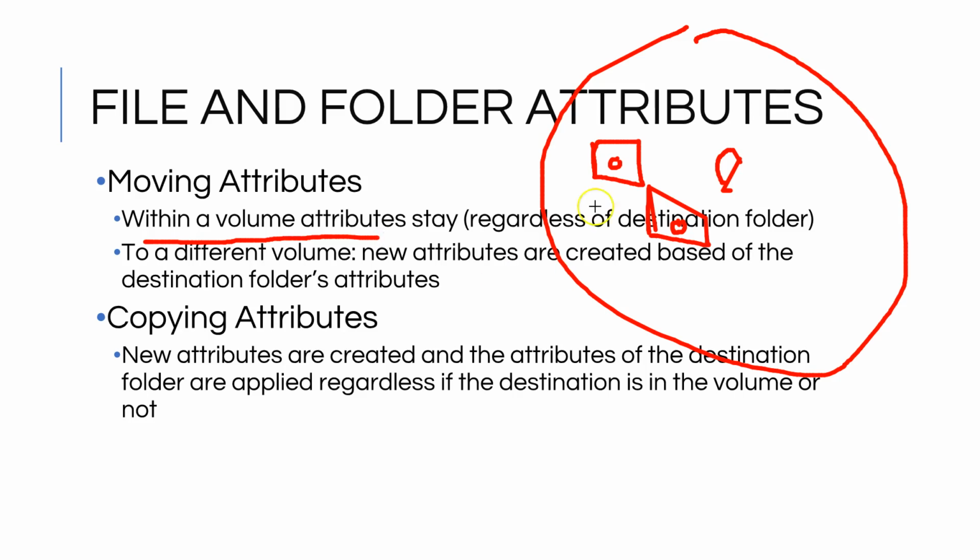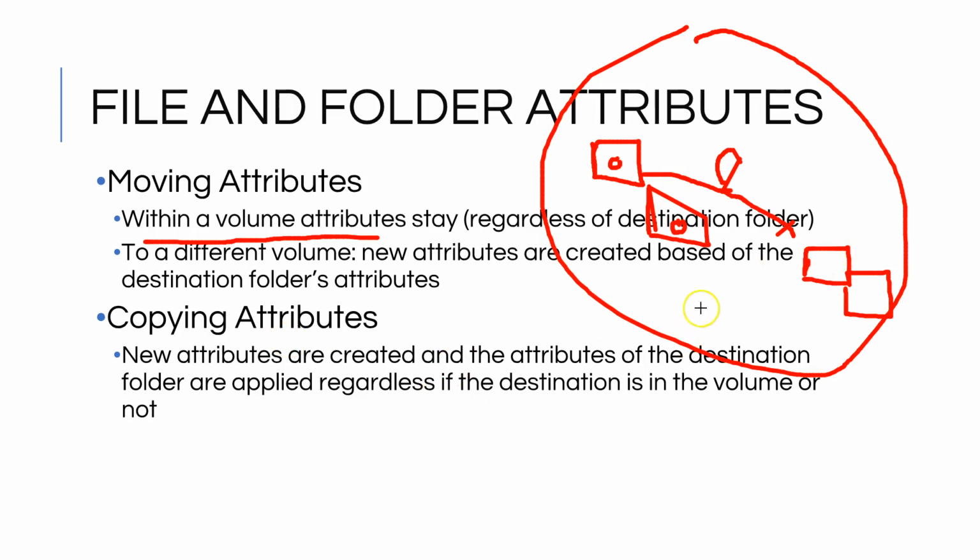In any other scenario, so if I copy these within the same volume, I'm creating that file again. I have to recreate it, it's a clone. And by the way, that's why a copy takes a lot longer than a move. I have to take this data and copy it over here. So if I'm copying, I'm creating a new one. If I'm creating a new one, I grab the attributes of the parent folder. I look at what the parent folder has for attributes and take that as my attributes. So if it's hidden, the file that I just copied over will be hidden.